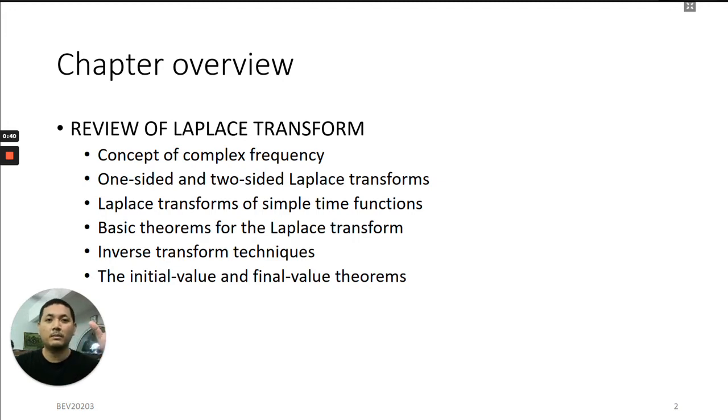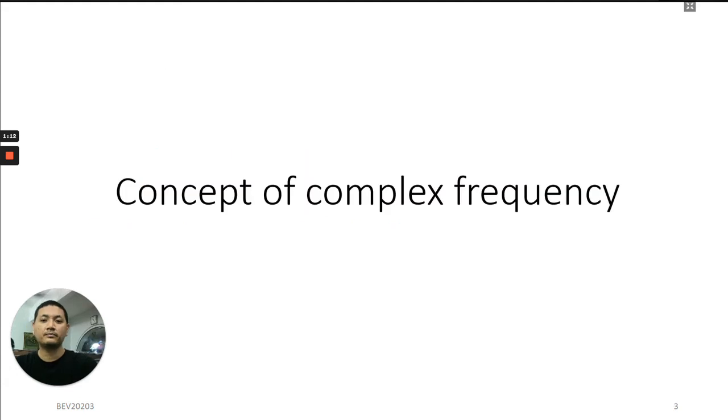Look at the concept of complex frequency, one-sided and two-sided Laplace transform, and then Laplace transform of simple time functions, the basic ones, and then what are the theorems for Laplace transform. Once we have performed the Laplace transformation, we will look at how to perform the inverse Laplace transform techniques, from the frequency domain back to time domain. And then finally we will look at the initial value and final value theorems. So first, let's look at the concept of complex frequency.